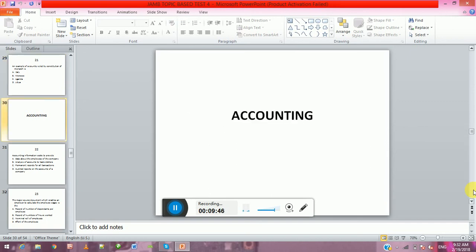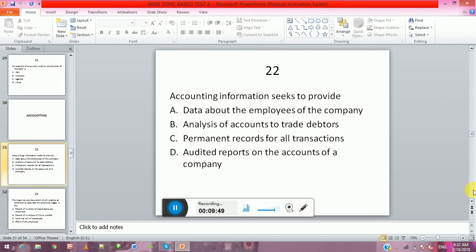Accounting. Accounting information seeks to provide A. data about the employees of the company, B. analysis of accounts to trade debtors, C. permanent records for all transactions. D. Audited reports on the accounts of a company.